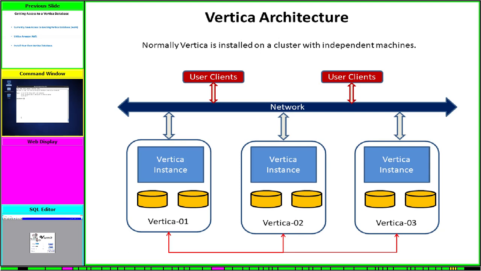Normally, Vertica would be installed on a number of independent computer systems. In our diagram here, for example, we would need 3 independent servers to make up our Vertica cluster. In this session, we are going to install a single node configuration of Vertica. We still need a dedicated computer server though.